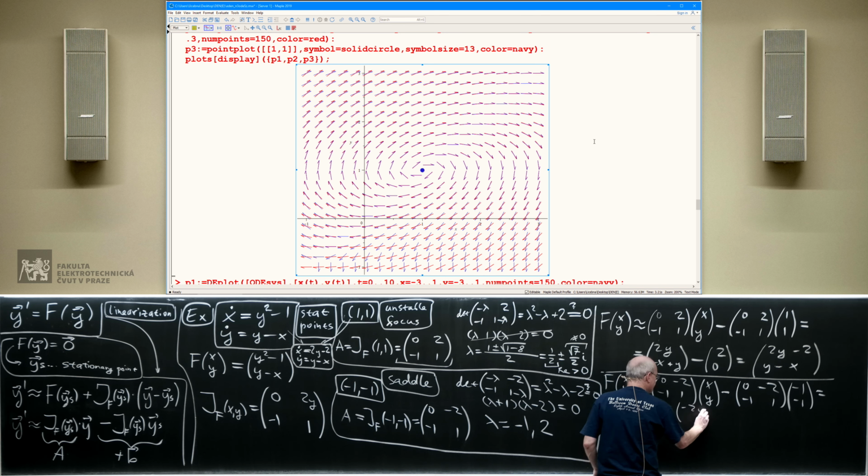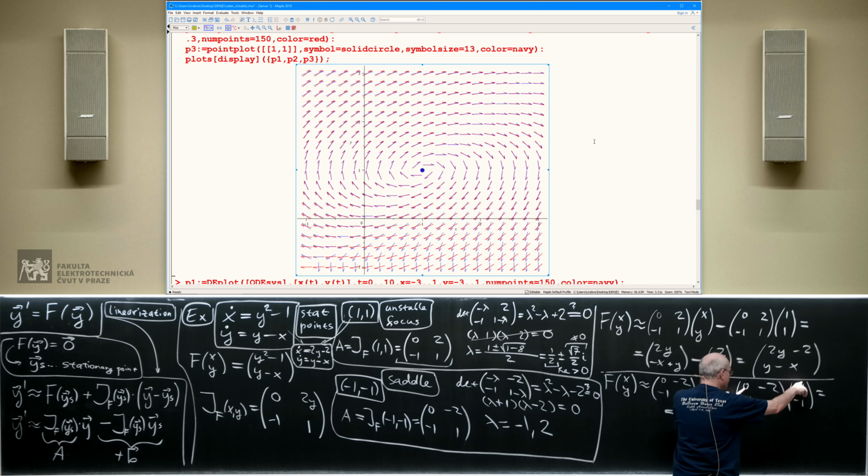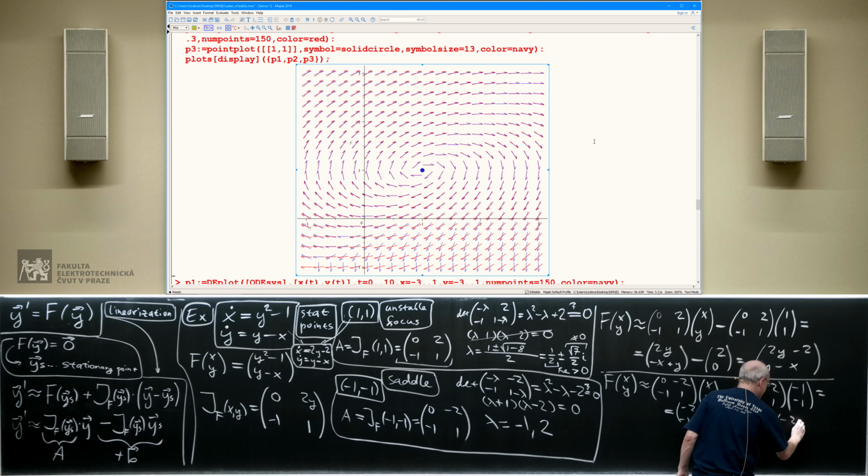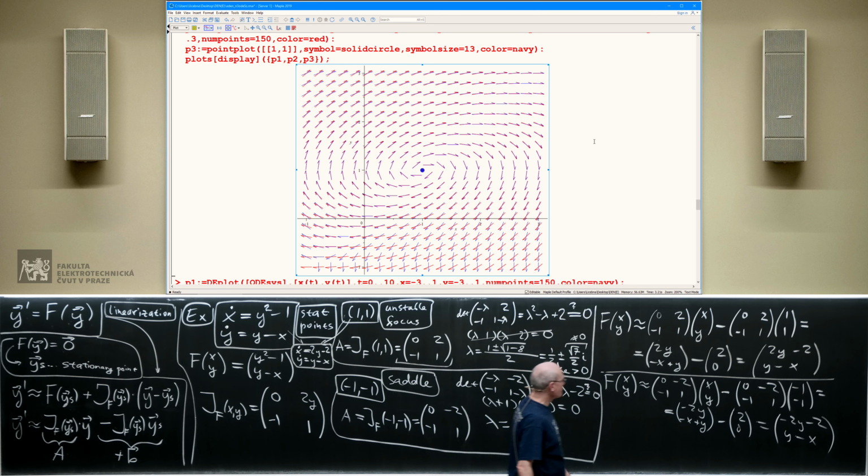Here I am getting -2y - x + y. I'm subtracting the vector, which is (2, 0). So this is -2y - 2, y - x. So when we stay close to (-1, -1), the original system gets replaced by a new system which looks like this: x derivative is -2y - 2, and y derivative is y - x.